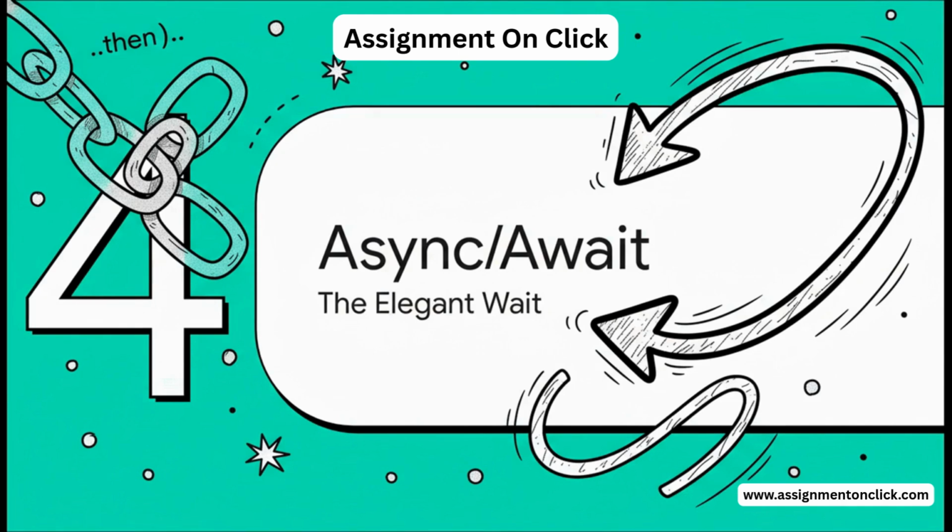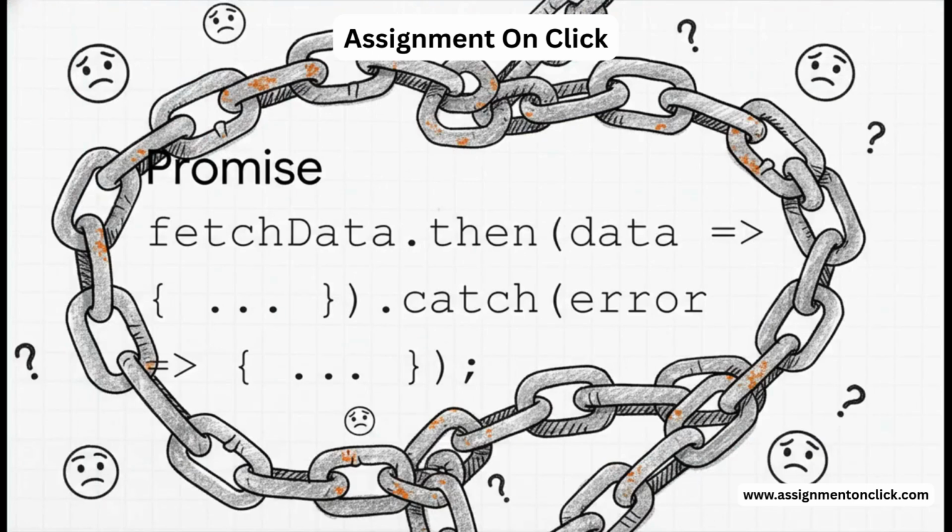It's called async/await. Think of it as pure syntactic sugar. It's just a nicer way to write the same promise-based code, and it makes it an absolute joy to read and write. So this is what the classic way of handling promises looks like.